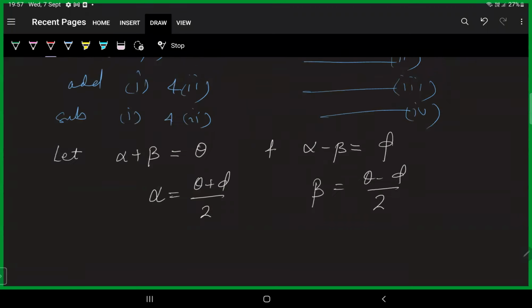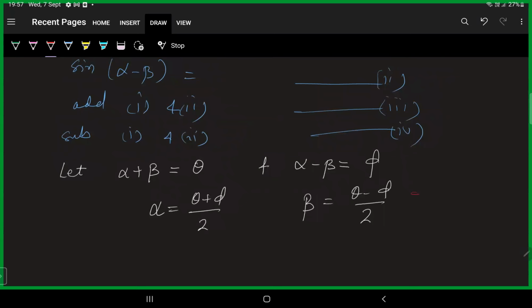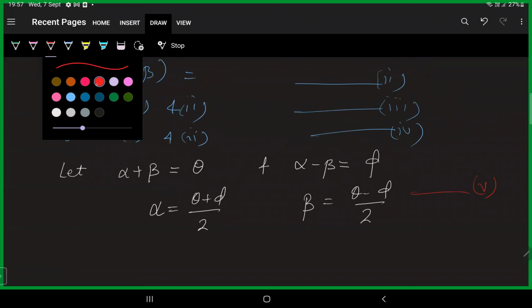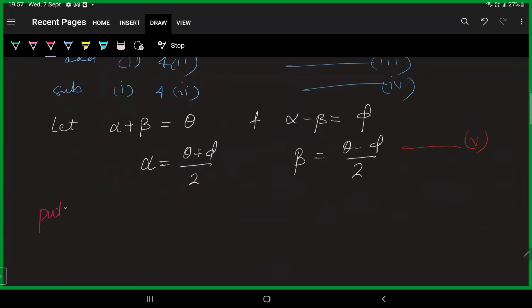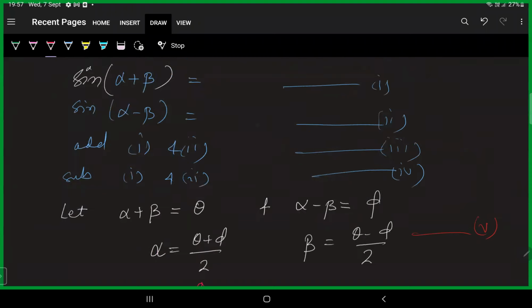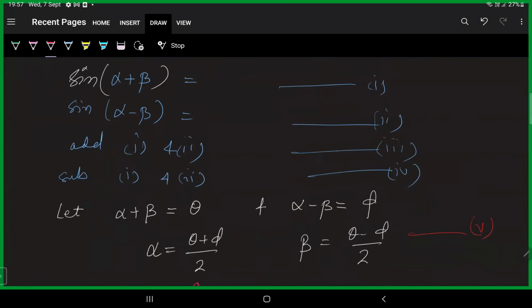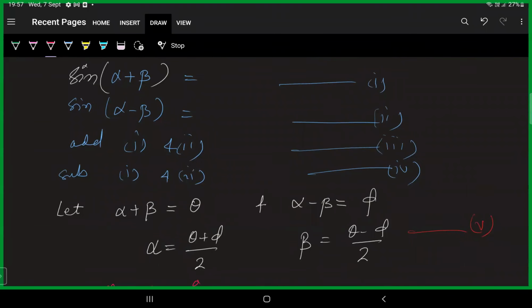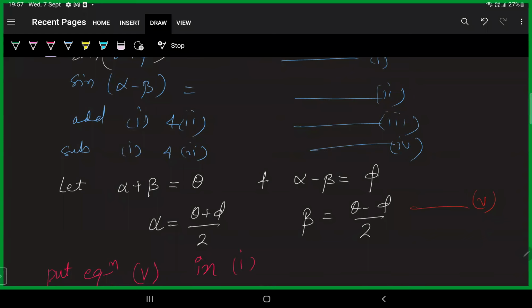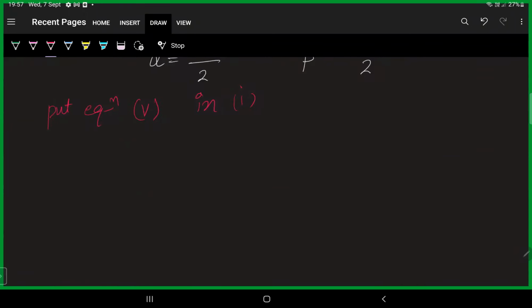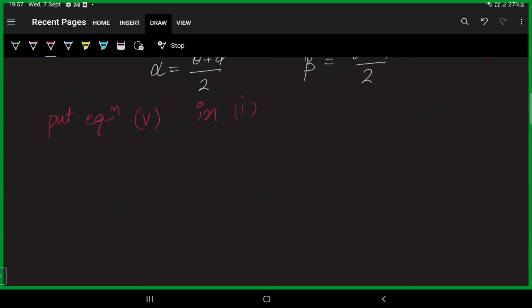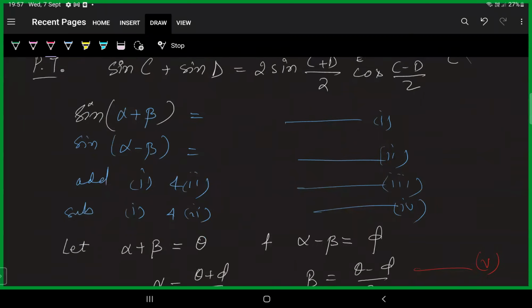Now let's say this is equation number 5. So now put equation number 5 in equation number 1. Put 5 in 1. Do it. Let's see what you are getting.